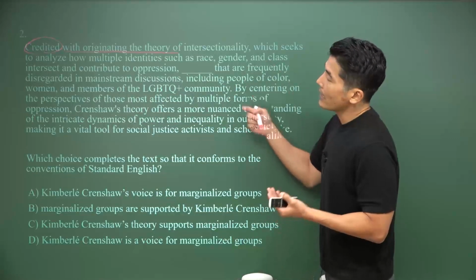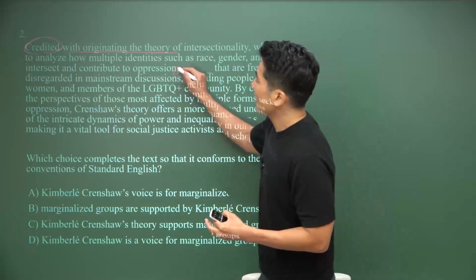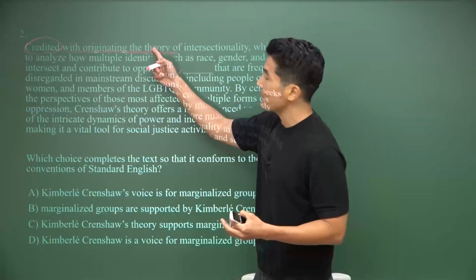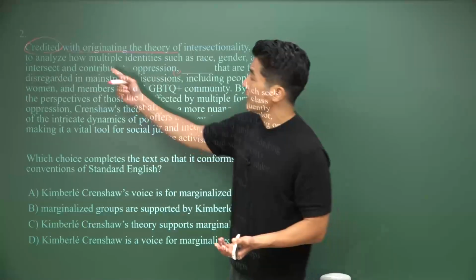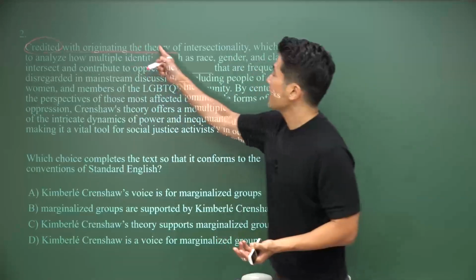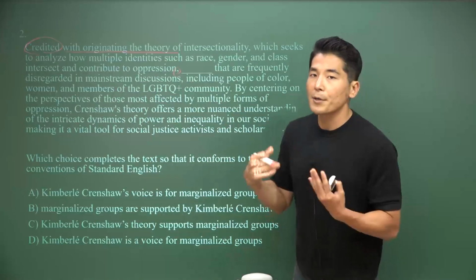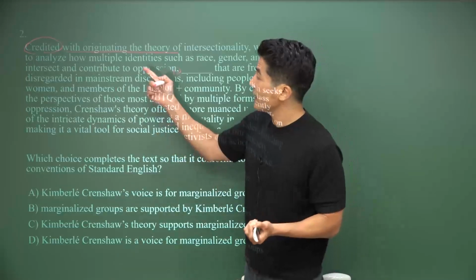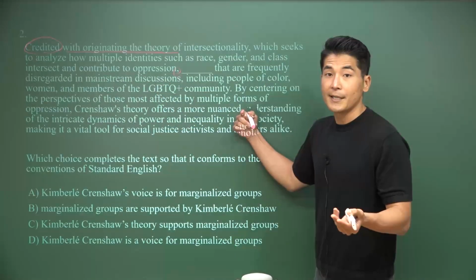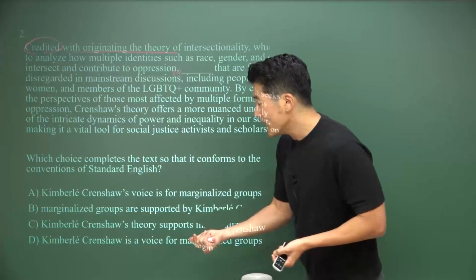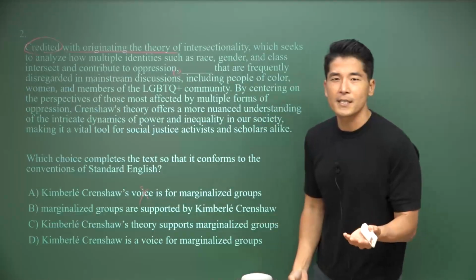Okay, so I recognize this modifying phrase at the beginning of the sentence. I ask myself, who is credited? Who is credited with originating this theory? Think about it, it has to be a person. A person is going to be the one given credit for originating a theory. So here I know immediately it can't be the person's voice.